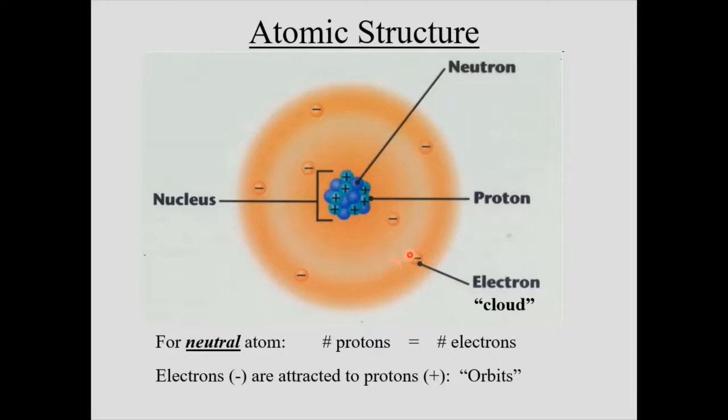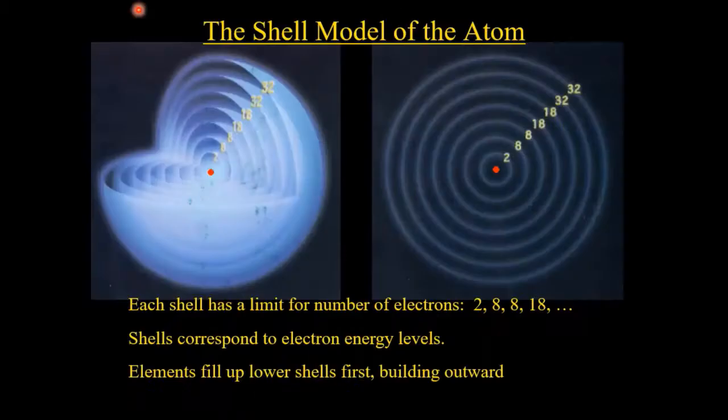Now, why do these electrons stay in the atom? Why don't they just go flying off into space? Well, the electrons are negative charge, and they're attracted to the protons. So these electrons are, you can think of them sort of in orbit around this nucleus. This leads us to what is called the shell model of an atom. And the shell model basically tells us about how the electrons in an atom are distributed in energy.